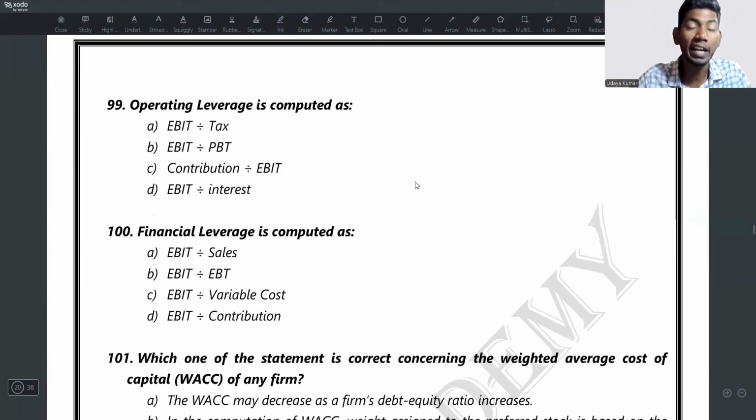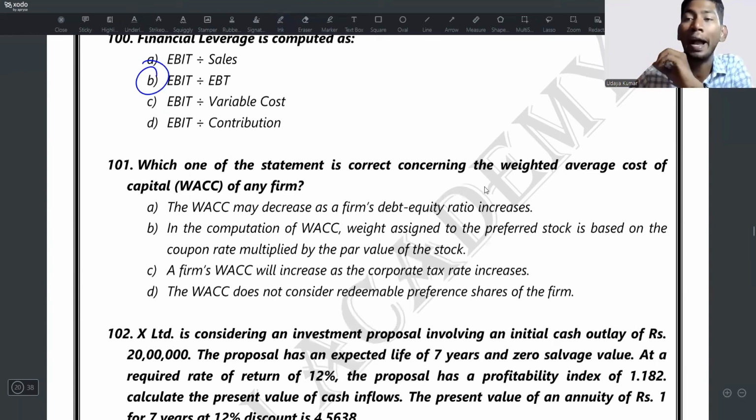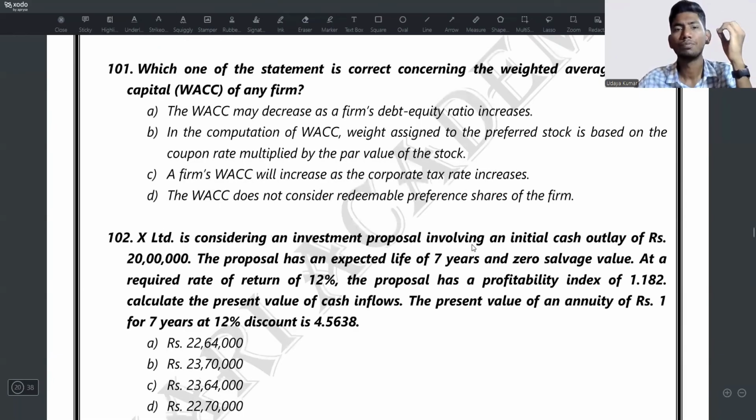Moving to question number 99, operating leverage is computed as contribution divided by EBIT. Question number 100, financial leverage is computed as EBIT divided by EBT. Clear? So till now we have finished 100 MCQs. Still 100 more MCQs are left, so please be careful.